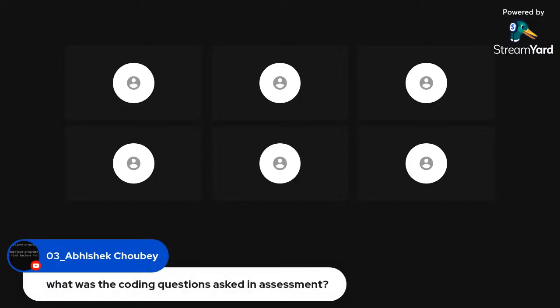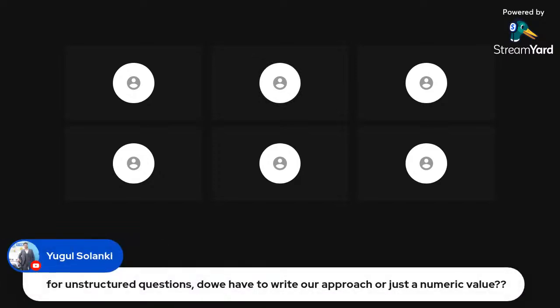Coding questions were basic, easy to medium. It took us around 20 minutes to solve two questions. They were basic permutation and combination questions or sorting questions. For the unstructured question, do we have to write our approach or just the numeric value? For unstructured questions, you just have to write the numeric value in the first assessment round.